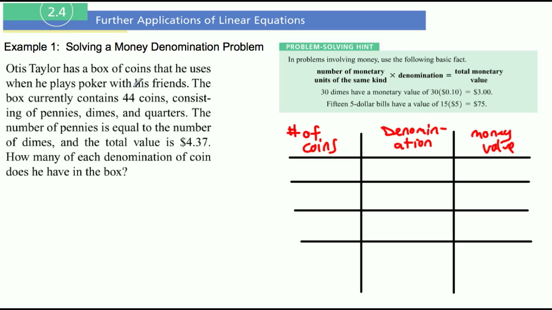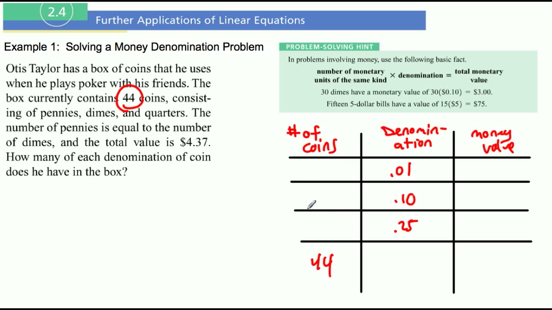Okay, so let's check this out here. The box currently has 44 coins, so we'll come to the total later on. For the denominations, we have pennies, 0.01, dimes, 0.10, and quarters, 0.25. So there's some number of pennies, of dimes, and of quarters. And if I add up all the coins, I'm going to have 44 coins. So I'm going to put that right here.